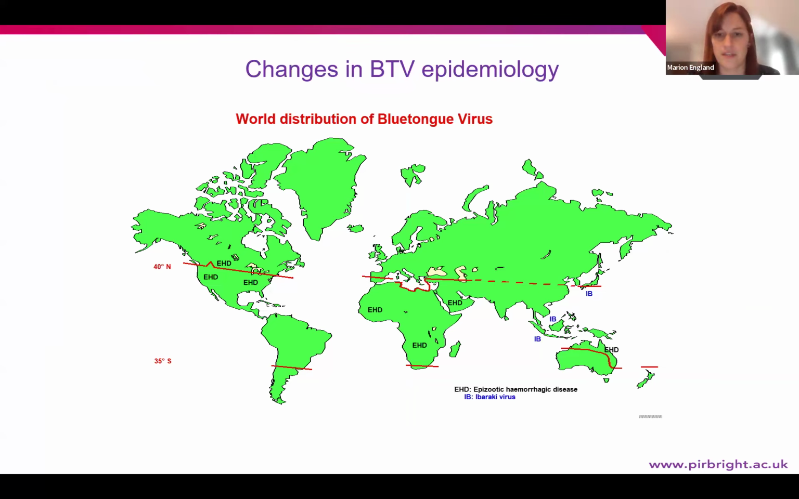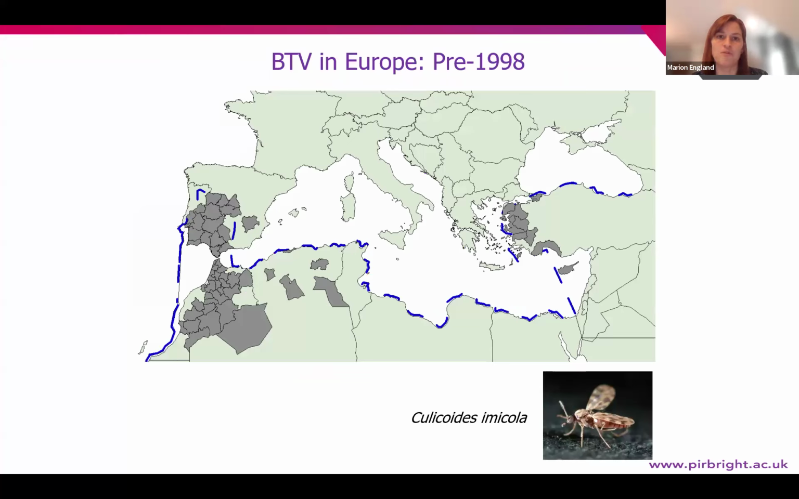So this is the history lesson on bluetongue. So as I said, it used to be considered an exotic virus. And so it used to just be found between the 2 red lines on this map. So before 1998, there were very occasional incursions into Spain or a few countries of the Mediterranean, but they were short-lived and didn't amount to much.